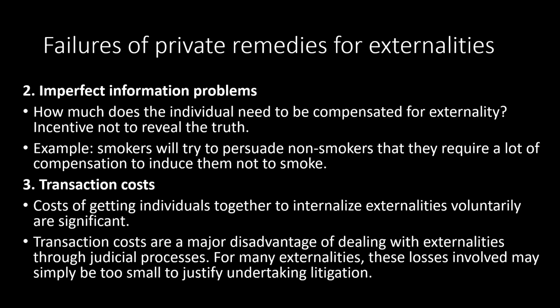Okay, on the failures of private remedies for externalities. The next point was imperfect information problems. How much does the individual need to be compensated for externality? Incentives do not reveal the truth. For example, smokers will try to persuade non-smokers that they require a lot of compensation to induce them not to smoke. Then the next point is transaction costs.